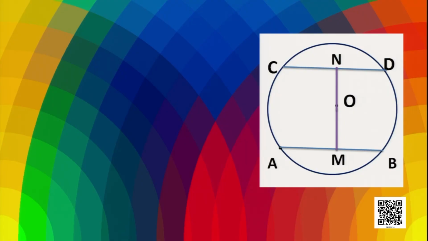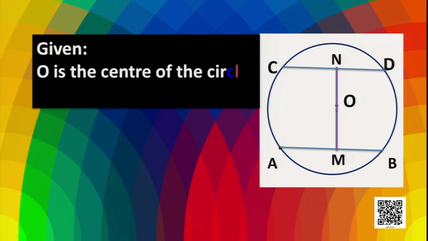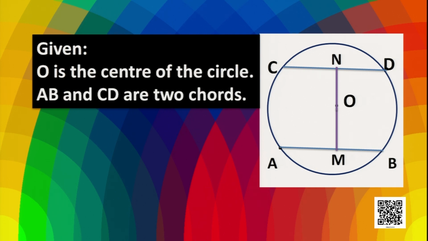Here, AB and CD are two chords given and their perpendicular distances OM and ON are given. But here, the given part is they are equidistant, meaning OM and ON are equal. Then we have to prove AB and CD to be equal. So, what to write? Let's see. Given part, O is the center of the circle, AB and CD are two chords. In the previous one, it was written AB and CD are two equal chords, but here they are only chords.